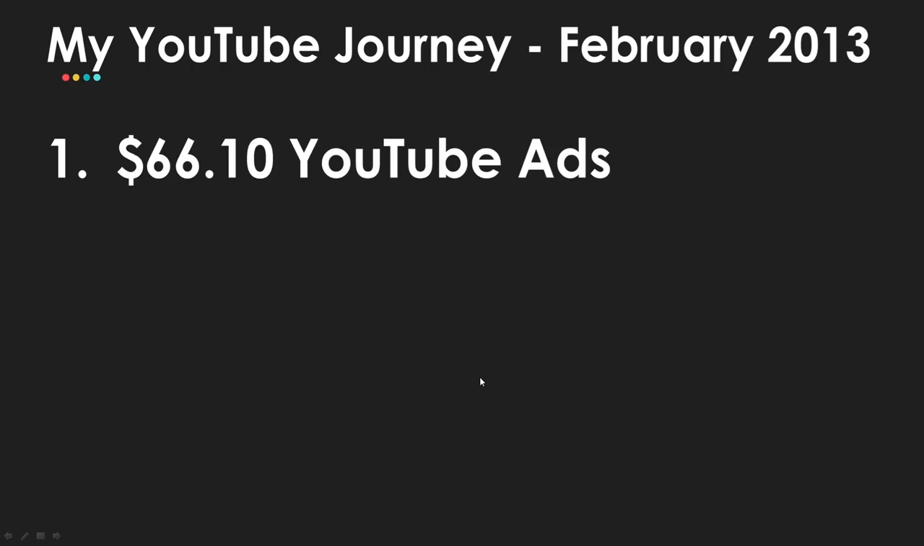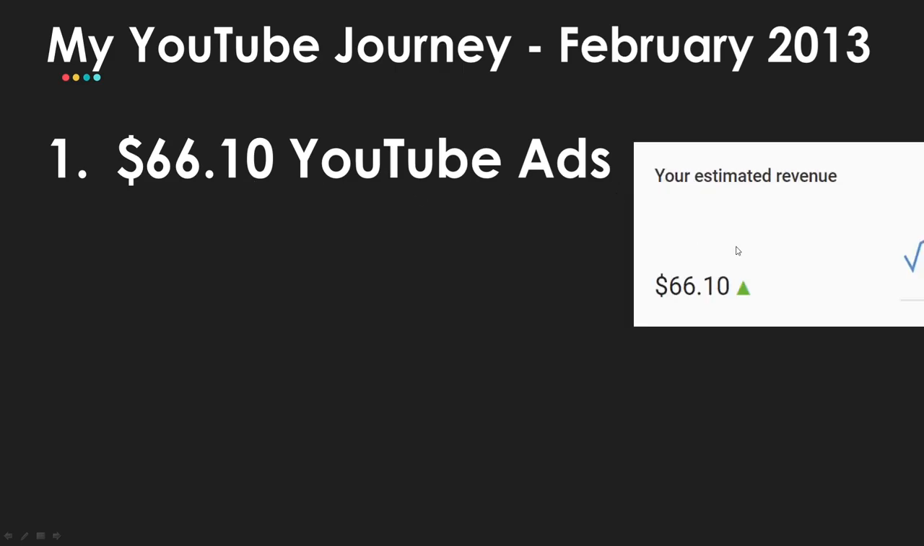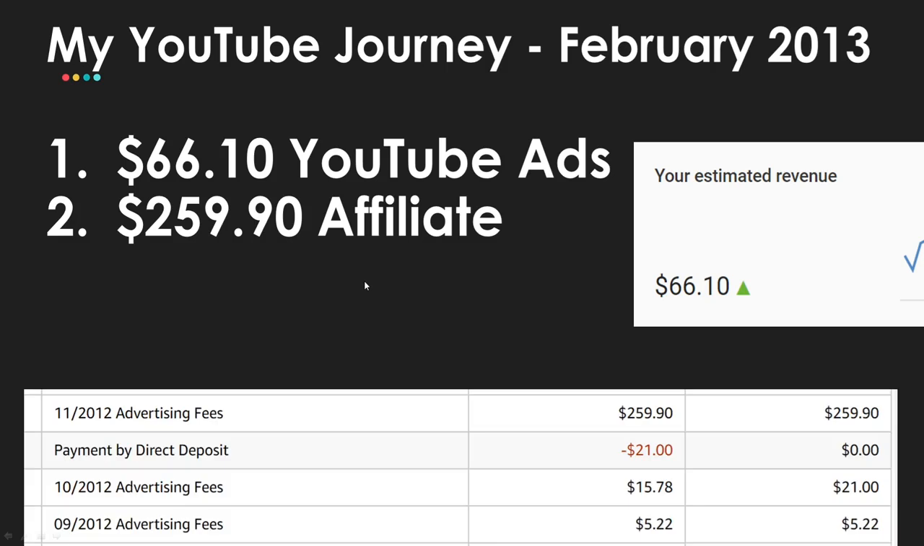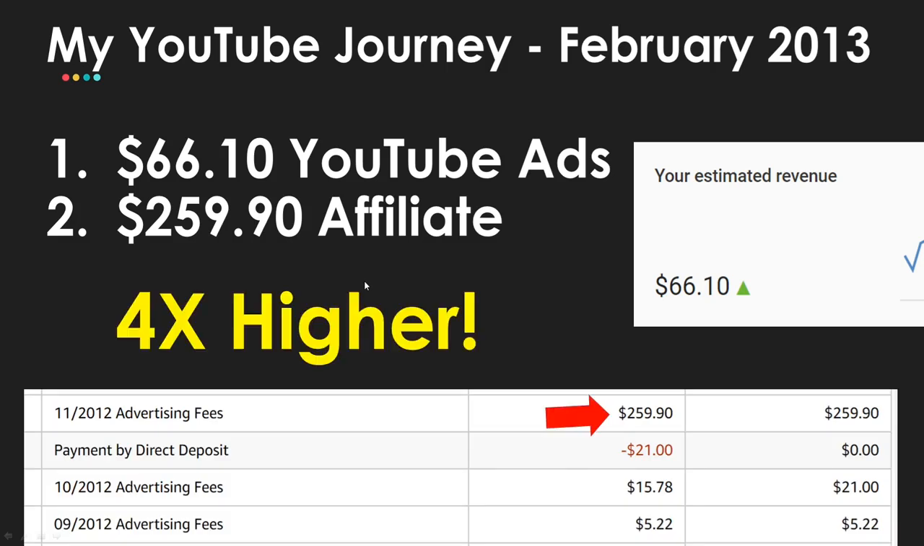And so this kind of illustrates my personal YouTube journey as well. Back in February 2013, 1 month I did $66.10 on YouTube ads. And there's the screenshot at the time. And then that same month though, I did $259.90 in affiliate marketing commissions. And you can see that right there. So I made 4 times as much as I even made on YouTube ads from doing affiliate marketing.